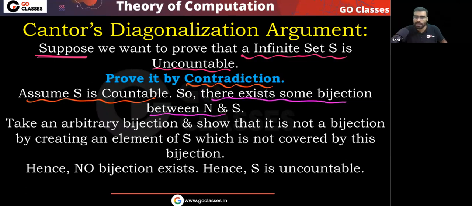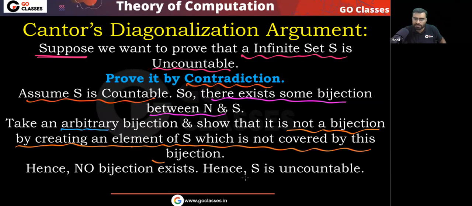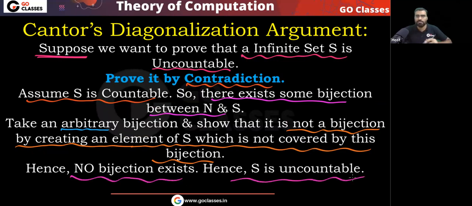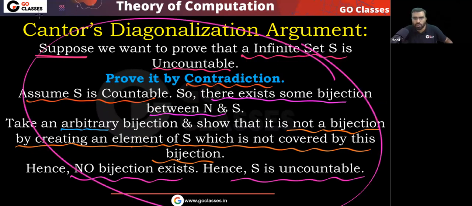So first we assume that it is countable. If it is countable, then there exists a bijection. Now take an arbitrary bijection, then prove that it is not a bijection by creating an element of S which is not covered by this bijection. Hence no bijection exists. Hence S is uncountable. Did you understand this whole paragraph?